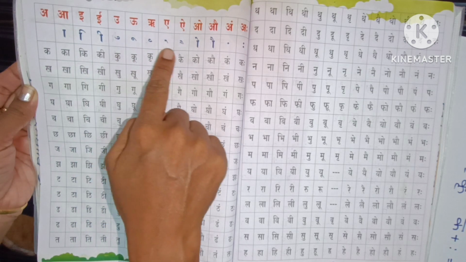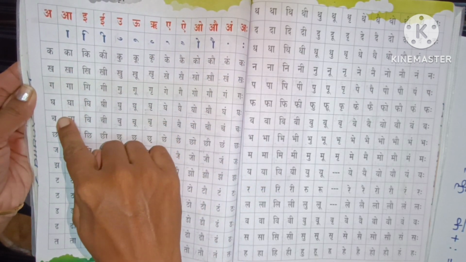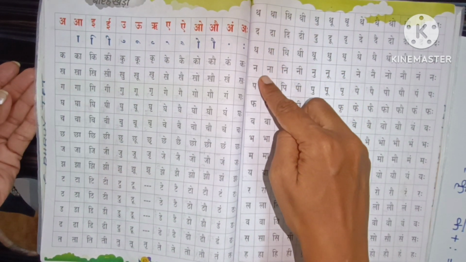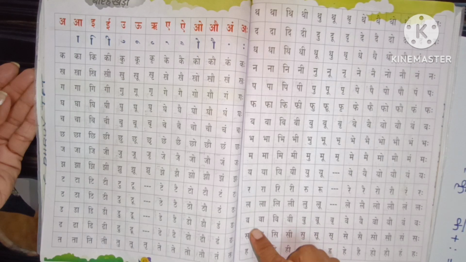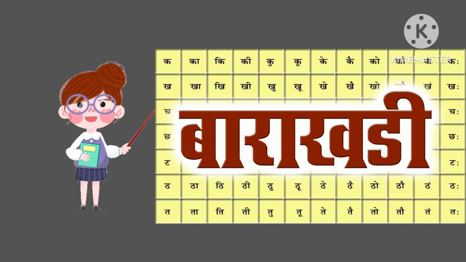Similarly, these vowel signs can be combined with all the remaining consonants, starting from K and up to the letter H. So friends, after watching this video, practice reading and writing the Barakhadi for other consonants as well.